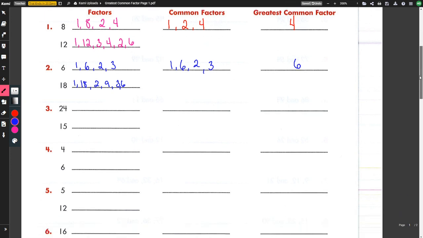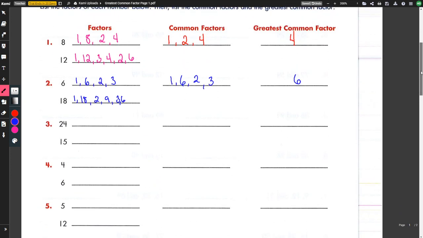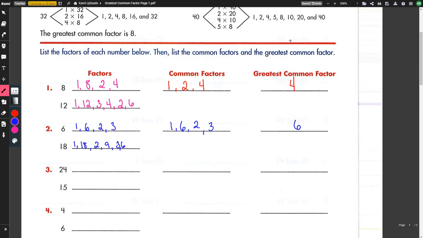And you would do that for every single one. List all the factors you can find, knowing that 1 in itself is always going to be kind of like your first go-to. And then looking at what they have in common, and then writing them down, and then finding your biggest one.